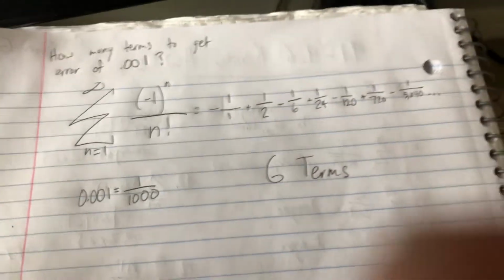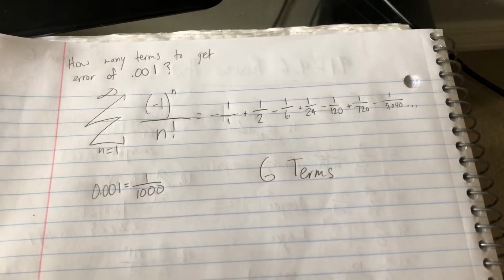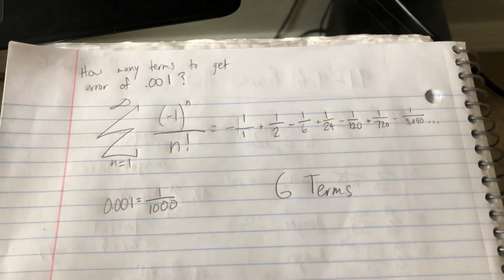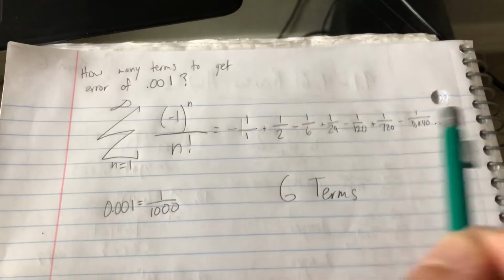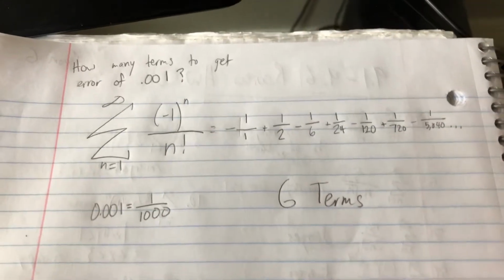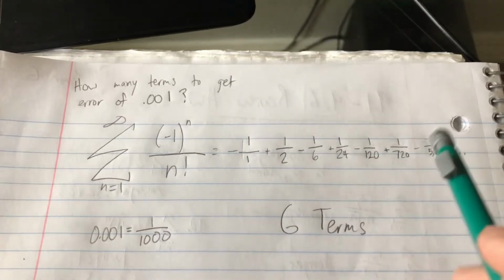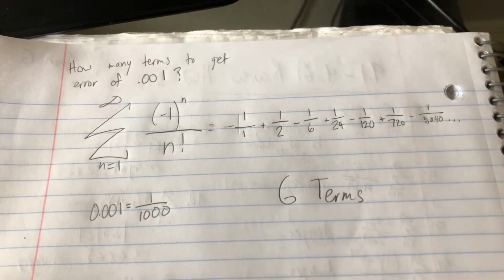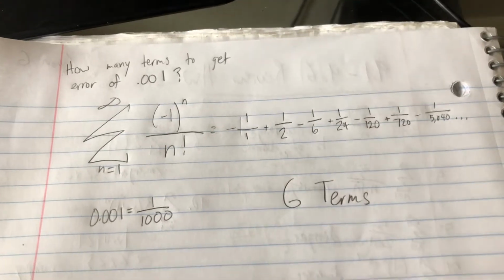And then the next part to it that I forgot to write down is, would it be an underestimate or an overestimate? And that we determine based on if it's negative or positive on the next number. So after our 6 terms, where our sixth term is 1 over 720, our next term is negative 1 over 5,040. So since that's a negative, we know this sum right here of the 6 terms is an overestimate because the next one's negative. So our final answer would be 6 terms to get an error of 0.001, and it would be an overestimate.